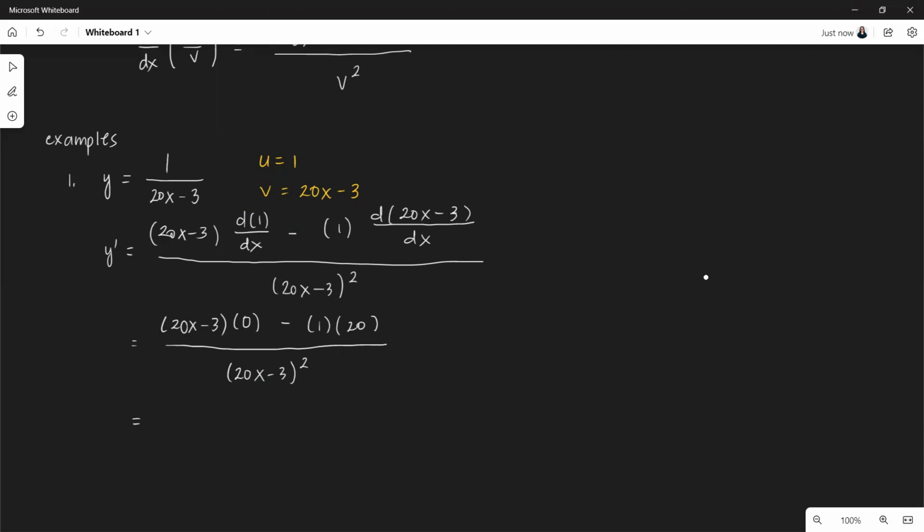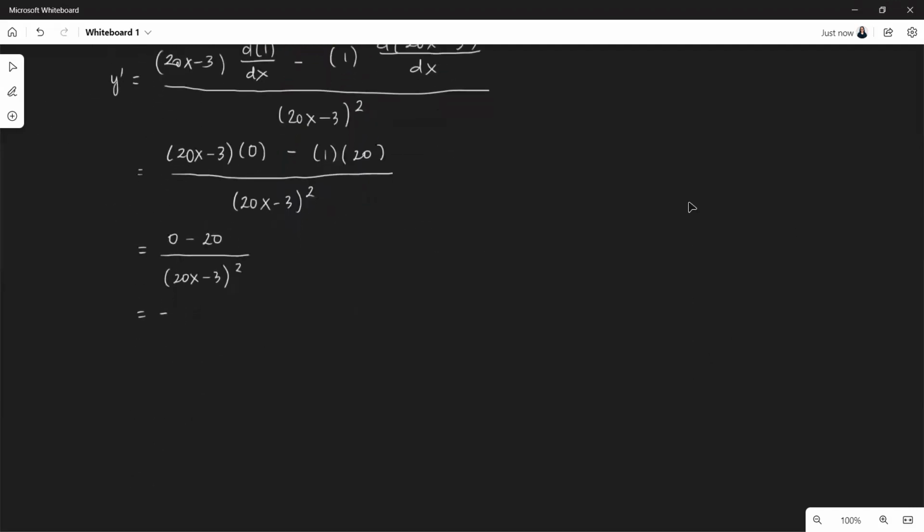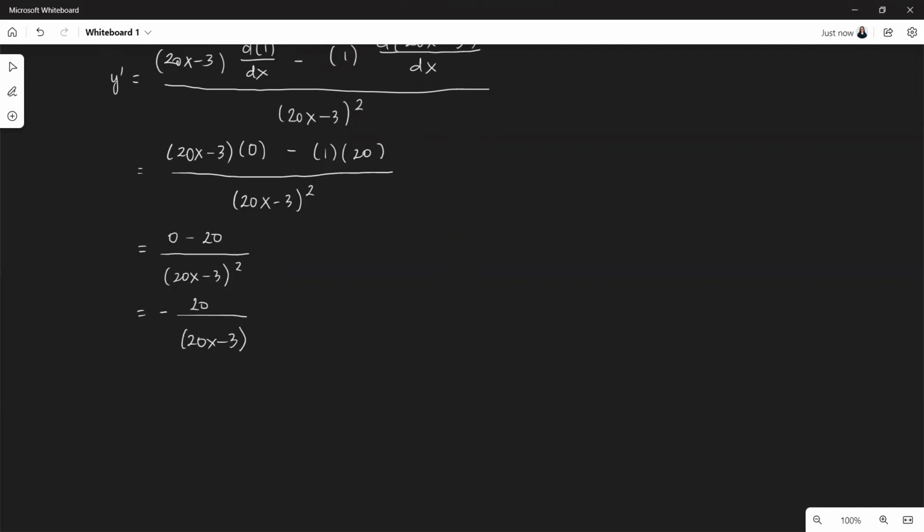And then simplify. So we have 0 minus 20, all over the square of 20x minus 3, or that's negative 20. So you put the negative sign before the fraction bar, and then just copy the 1 in the denominator. So this is the derivative of the given function.